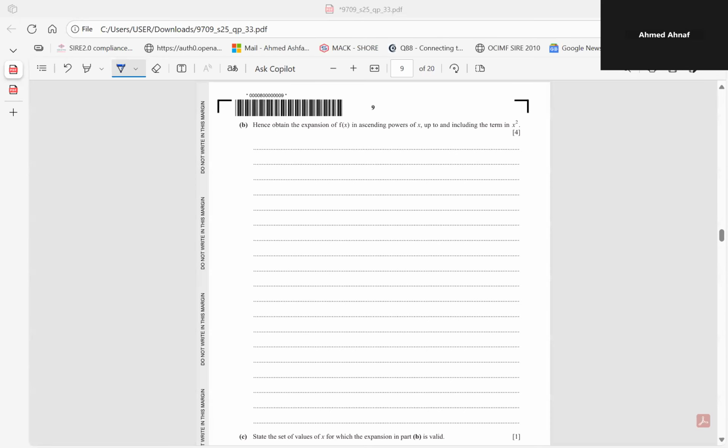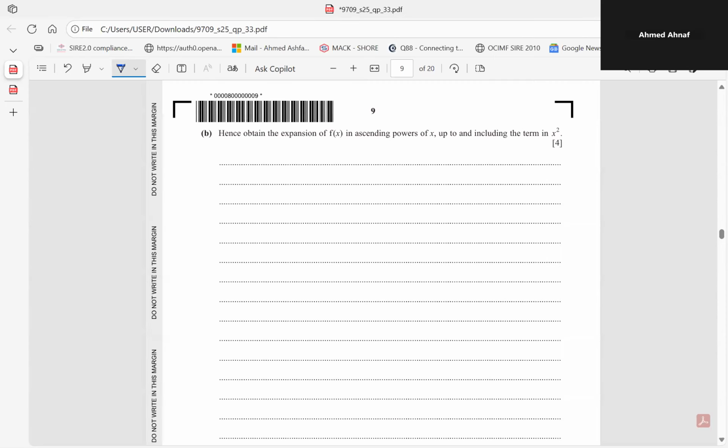Okay, so for this second part, we're told, hence, we have to obtain the expansion of f(x) in ascending powers of x. So that means the first term should be a constant, and the second term should be a term in x, followed by a term in x squared, and so on, up to and including the term in x squared. So we need the constant term, x, and x squared only.